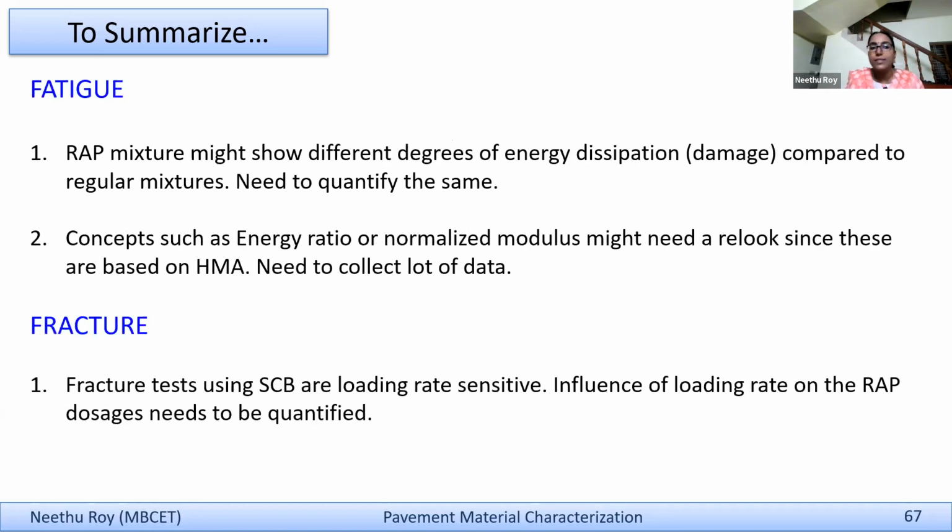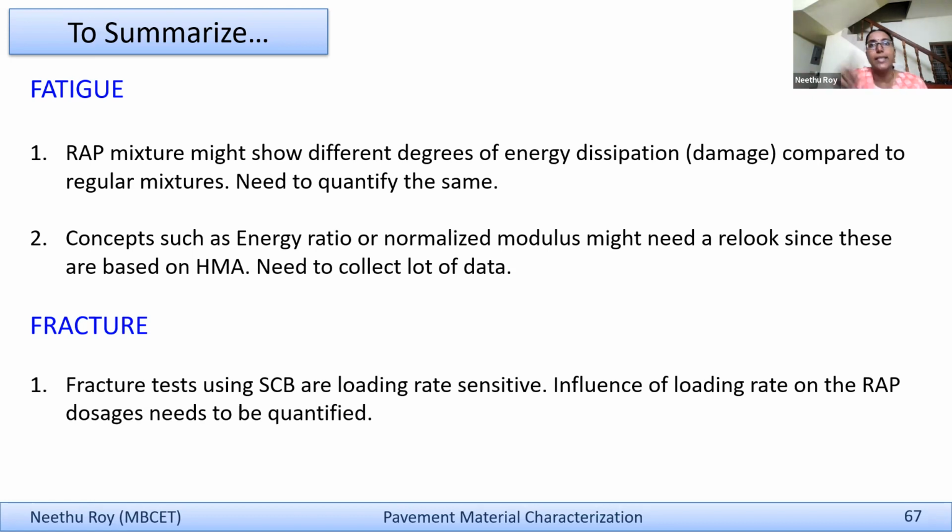Now, as far as the fatigue response is concerned, the RAP material might show different energy dissipation. I've shown you how the energy dissipation is computed. So the damage of a RAP mixture may be very different as compared to the typical mixture, and you need to quantify the same. Now, this energy ratio and normalized modulus are all based on HMA. You need to see whether it works for RAP mixtures as well. So a lot of data collection in this direction is needed.